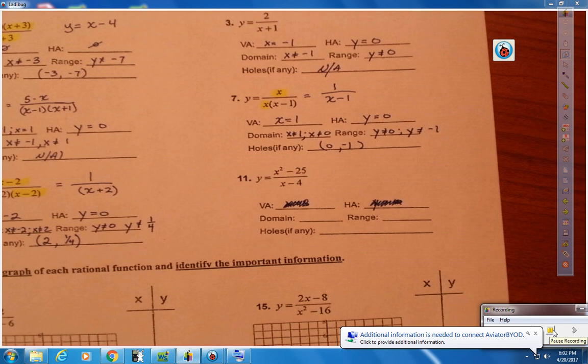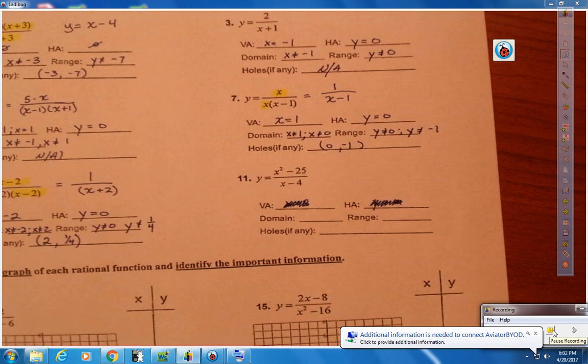So in this case, for my range, y cannot equal 0. For my domain, x is not allowed to equal either of my asymptotes, which are at x equals 1 and x equals 5. So x cannot equal 1 or 5. I don't have any holes because nothing can be canceled out. Okay, so we're going to graph this.